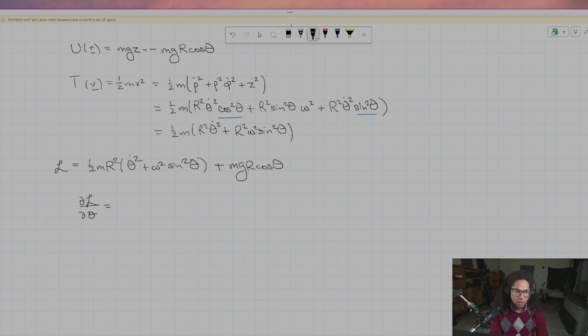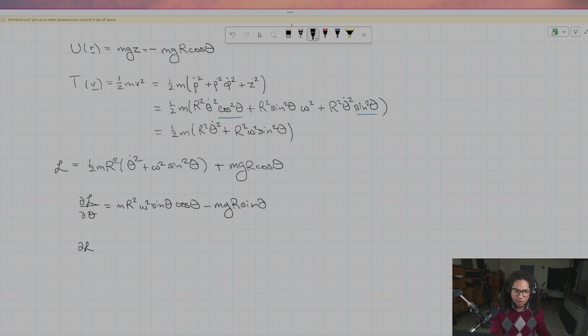Well, I need to do something with this sine squared, so I'll get the 2 canceling that half here. And then, after I do that, I need to use the chain rule to give me cos theta. Good. Then I have a second term, which is minus mgr sine theta. Great.